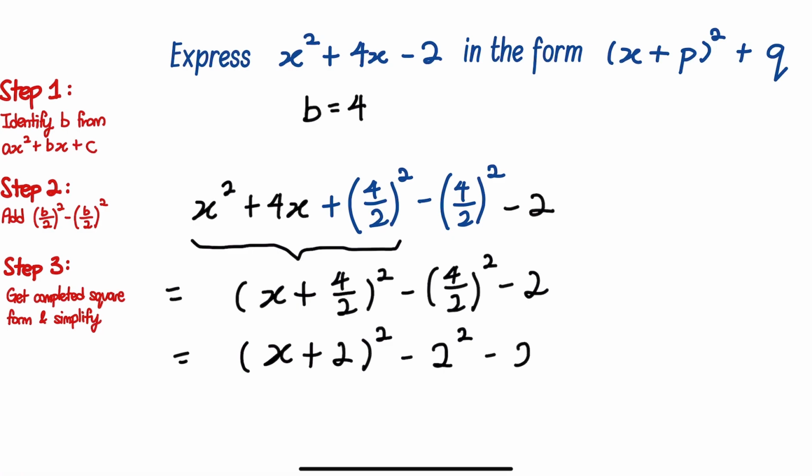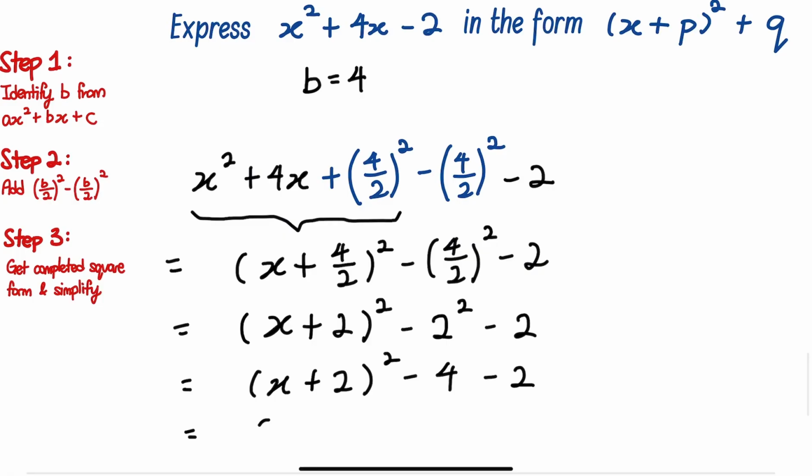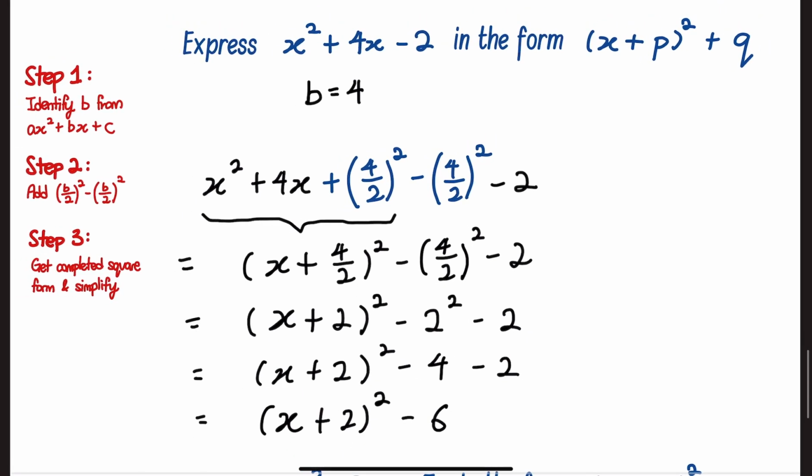Take note that this square only applies to this number, so the minus sign stays the same. 2 squared is equal to 4. So this is x plus 2 squared minus 4 minus 2. Therefore, simplifying, my final answer is simply x plus 2 squared minus 6. This is one example.